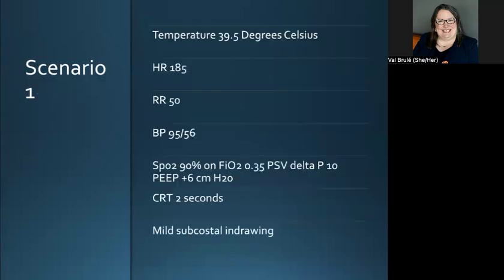His temperature is 39.5 degrees Celsius, heart rate 185, respiratory rate 50, and blood pressure 95 over 56. His sats are 90% on 35% oxygen, and he's on settings of pressure support or PSV with a delta P of 10, PEEP of plus 6 centimeters of water. Note these values are not important if you're not as involved in these settings, but just rather to know what the settings are. His capillary refill time is 2 seconds, and he has mild subcostal indrawing.